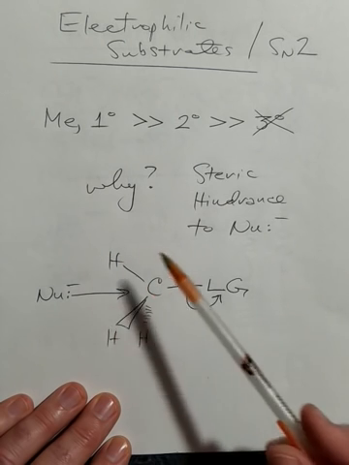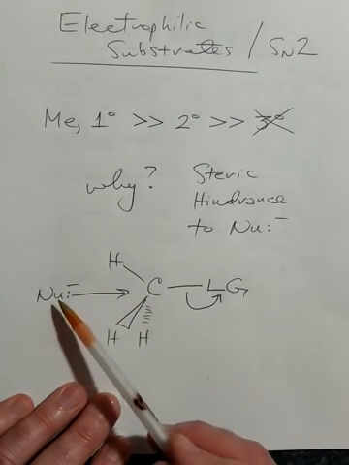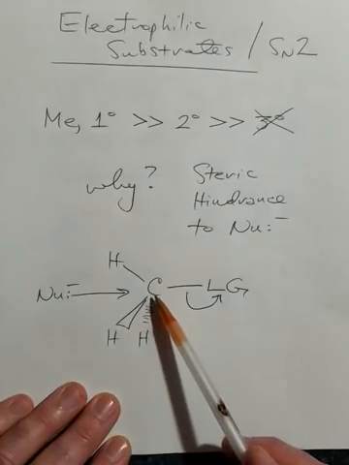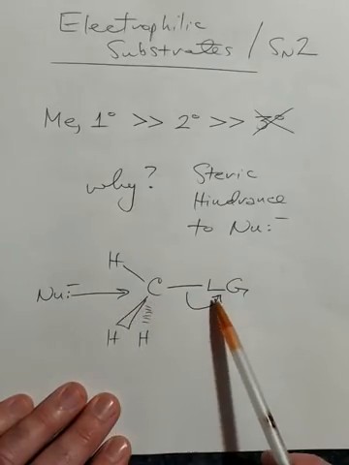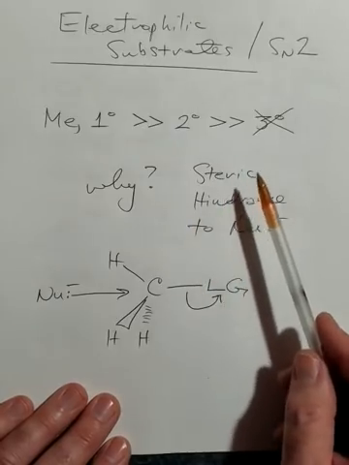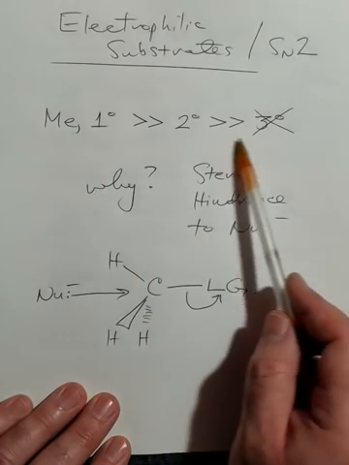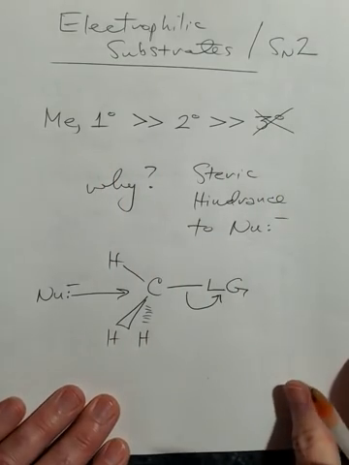These organic groups take up more room, and they block the attack of the nucleophile. The nucleophile simply can't reach this carbon, can't get to the back of it in order to displace the leaving group. So it has everything to do with steric hindrance. The SN2 reaction is sensitive to steric hindrance, and that's why we see this reactivity ordering as shown.